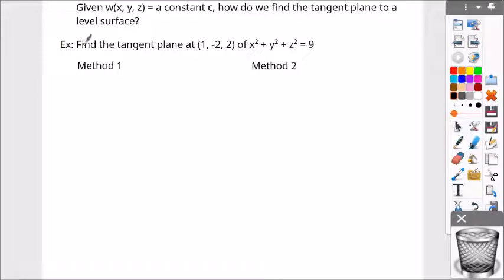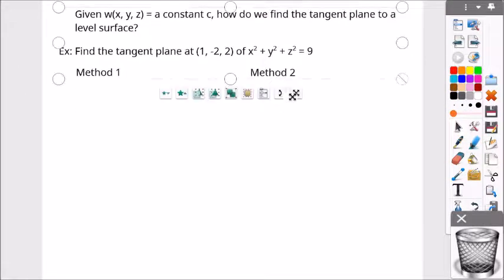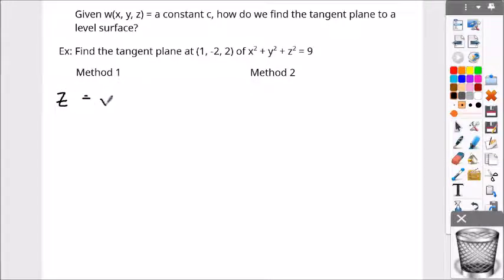So let's do our example. Find the tangent plane at (1, -2, 2) of x squared plus y squared plus z squared equals 9. There's two methods. One way you should already know, and the other way we're going to do. So the first method is x squared plus y squared plus z squared is equal to 9. We can solve for z. z is equal to the square root of 9 minus x squared minus y squared.